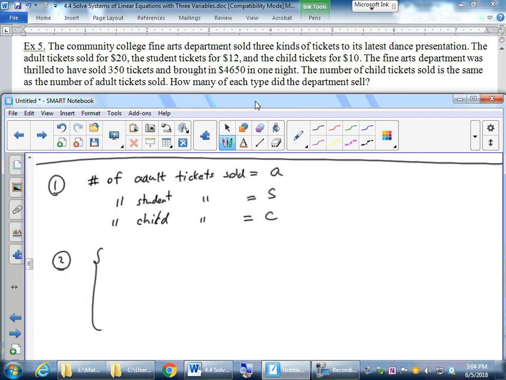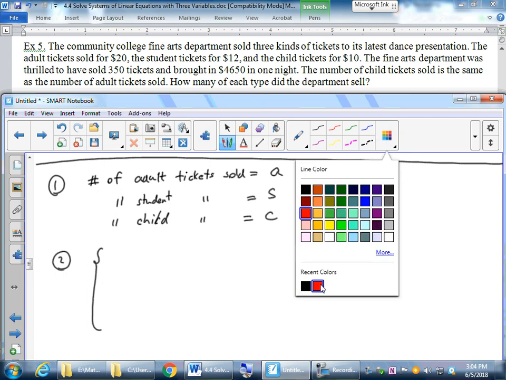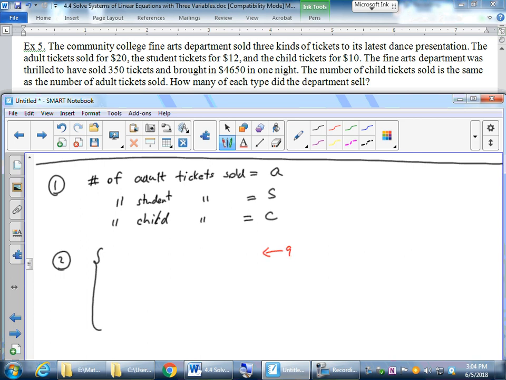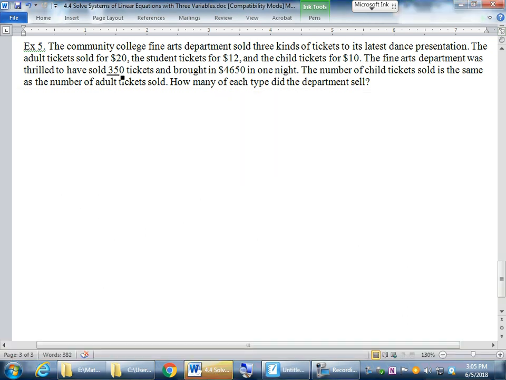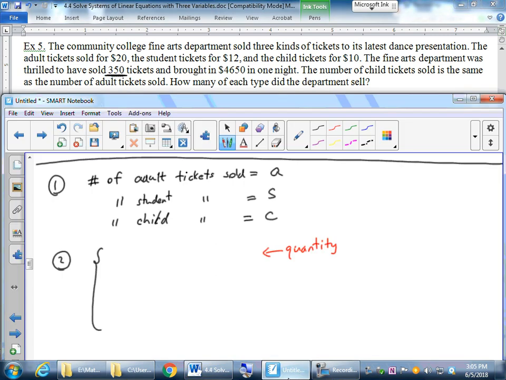One hint is on the quantity part. Okay, one hint is on quantity. So the quantity is basically right here. It tells you the total tickets sold is 350. So that means the number of adult tickets plus the number of student tickets plus the number of child tickets must be equal to a total of 350 tickets.